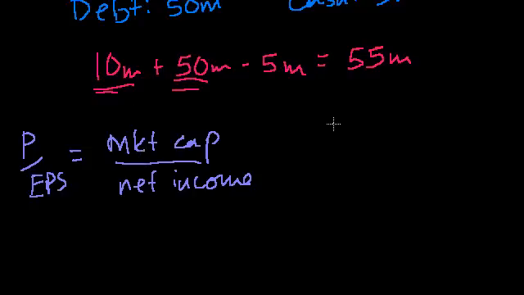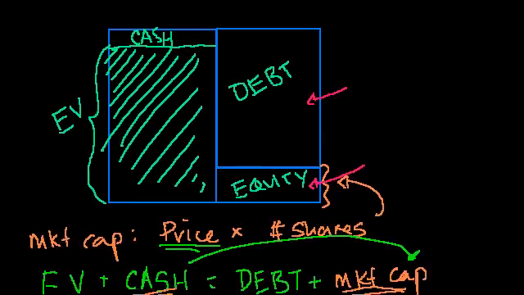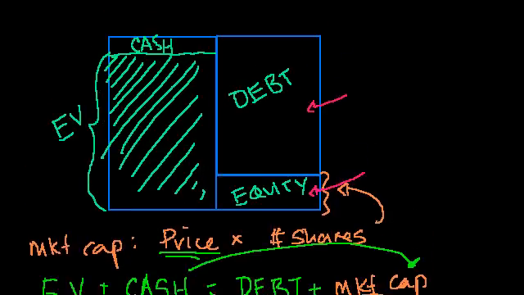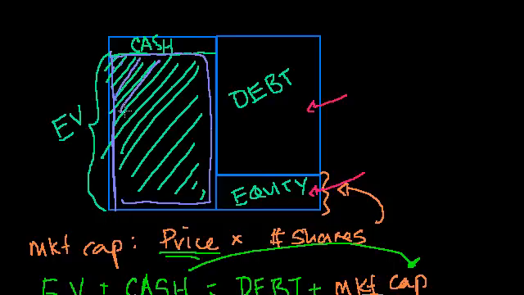So what do you compare enterprise value to? Here we did market cap to net income. Enterprise value should be compared to what? Now, I made an argument in the last video that, well, if we're looking at the enterprise, we should look at essentially the earnings that are popping out of the enterprise. We should look at the earnings that are coming out of this asset right here.